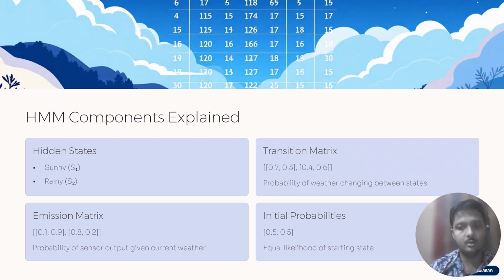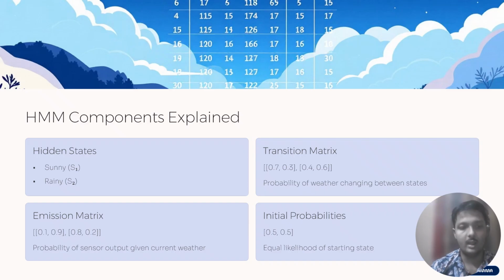Now our components. First, hidden states. There are two we are going to predict: sunny and rainy. And then the transition matrix: 0.7, 0.3, 0.4 and 0.6. It is the probability of weather changing between states, from this state to this state, where the probabilities add up to one. So we separate the two states, and these are the states we are changing.